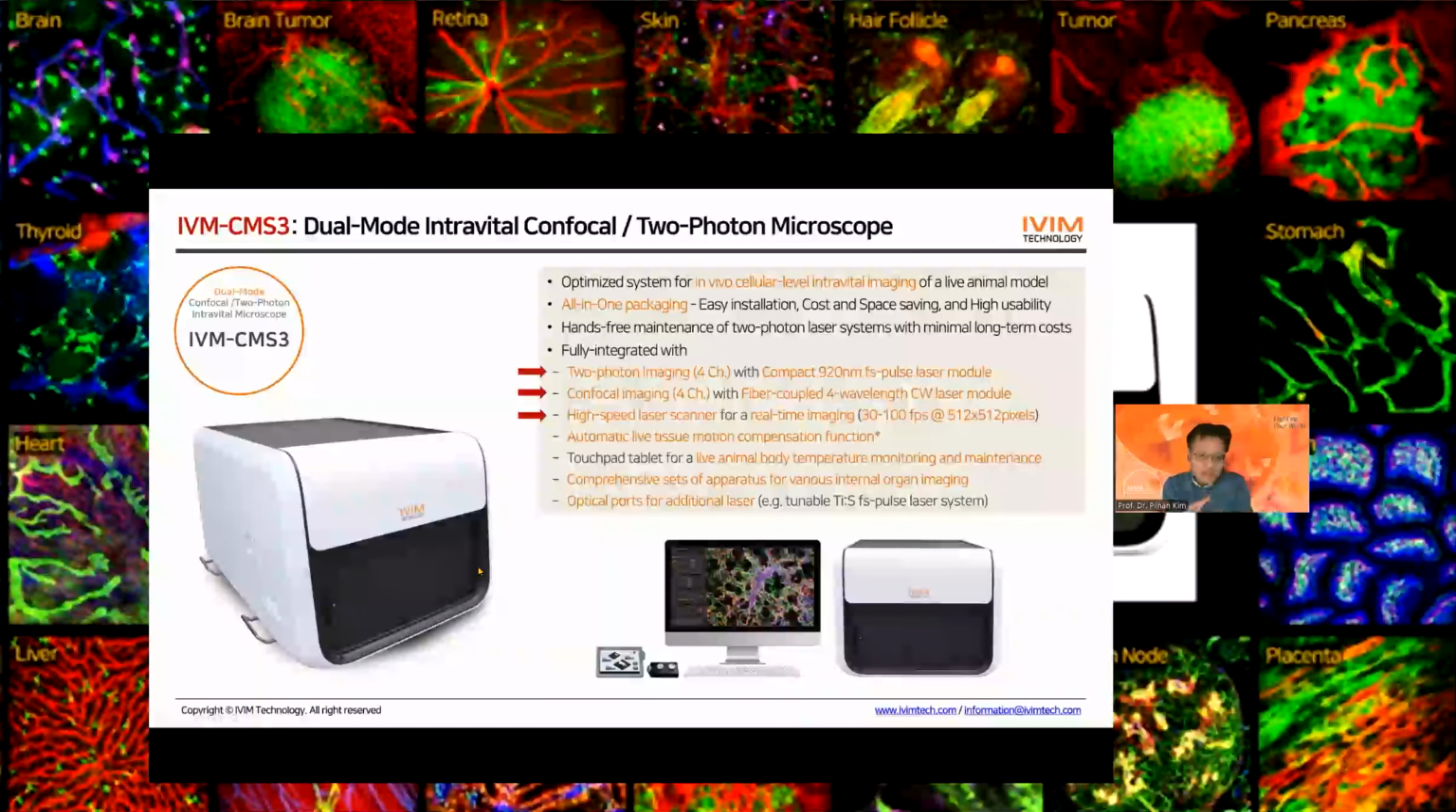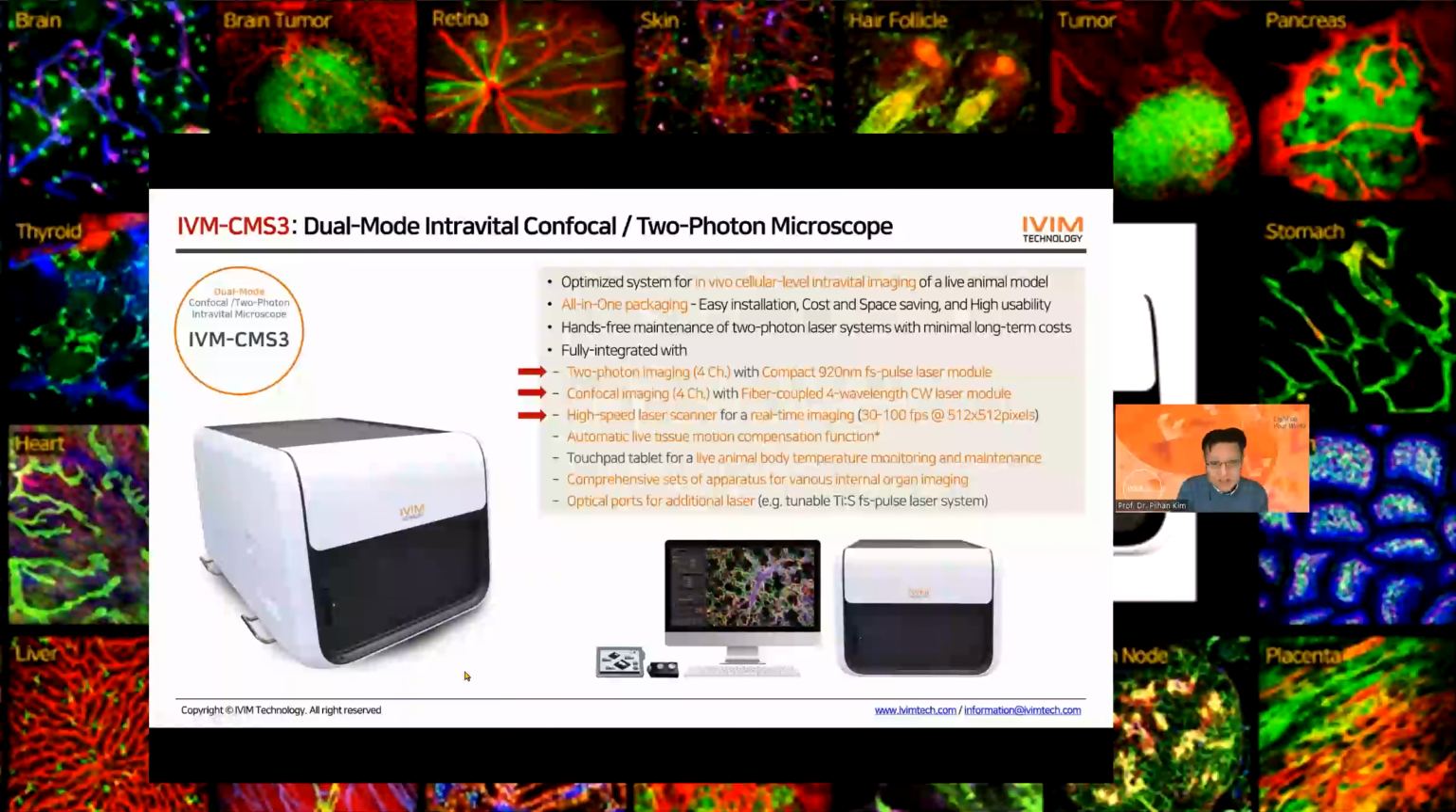Okay, so our microscope, the current model, looks like this. It has a single box design, but it's capable of both confocal and two-photon imaging in a live mouse model. It has a 4-channel two-photon detector, and it's capable of four-color two-photon imaging by using an integrated compact 920 nanometer femtosecond pulse laser module inside this box. It's also capable of four-color confocal imaging by using this fiber-coupled 4-wavelength CW laser module.